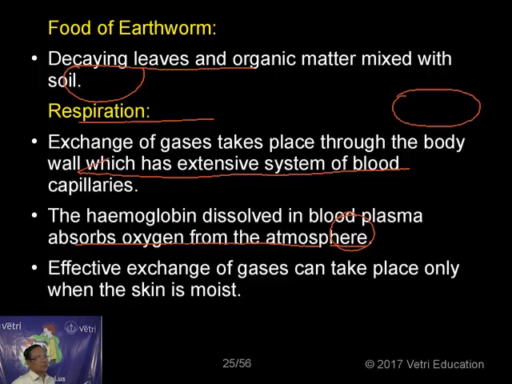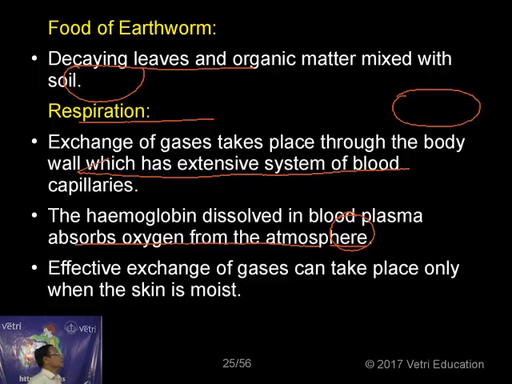Now the food of earthworm, as I mentioned earlier, contains decaying leaves mixed with organic matter along with the soil. So decaying leaves and organic matter, what is called humus, decaying organic matter, and also the soil. The animal takes in the decayed organic matter along with the decayed leaves and the soil.